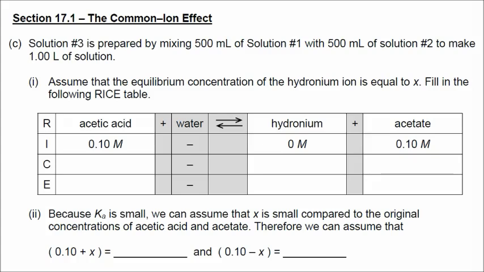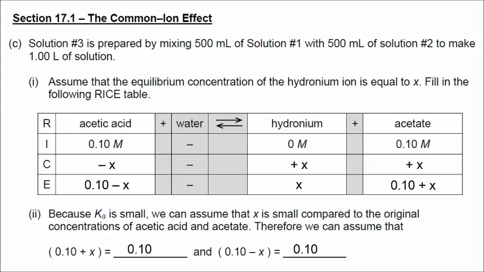We're going to fill in our RICE table. Considering that there is some level of ionization of acetic acid, that amount is X. So we have minus X on the left and plus X on the right. And because Ka is small, we can assume that 0.1 plus X and 0.1 minus X are approximately equal to 0.1. This makes our math easier.